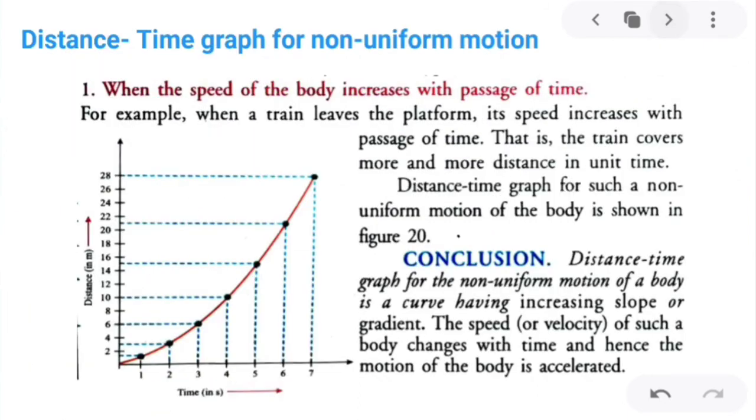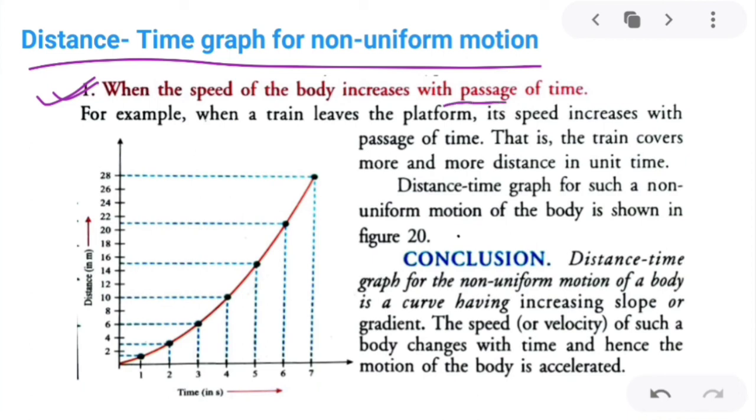Now see here, the distance time graph for non-uniform motion. When the motion is non-uniform, what happens? See here, case 1: when the speed of the body increases with the passage of time. Suppose see here, one example is given.